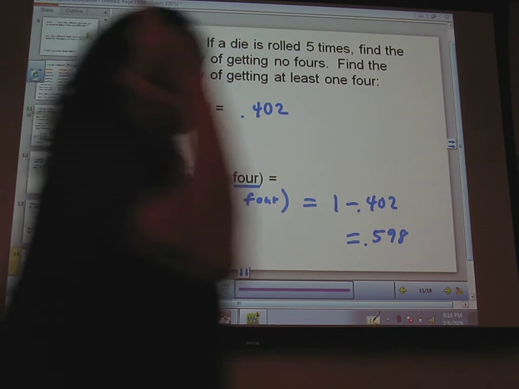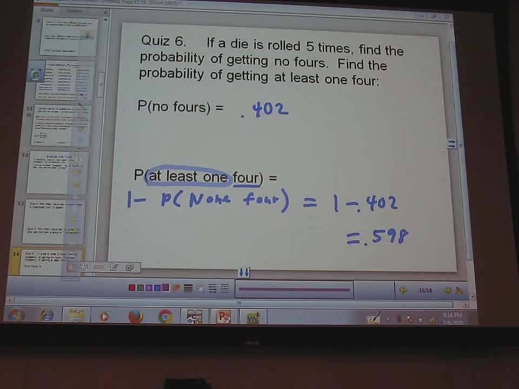So again, the no's and the alls, you just calculate those. That's a piece of cake. Because no is no, no, no, no, no. All is yes, yes, yes, yes, yes, whatever how many yeses you have. It's the at least ones that you have to subtract from 1.